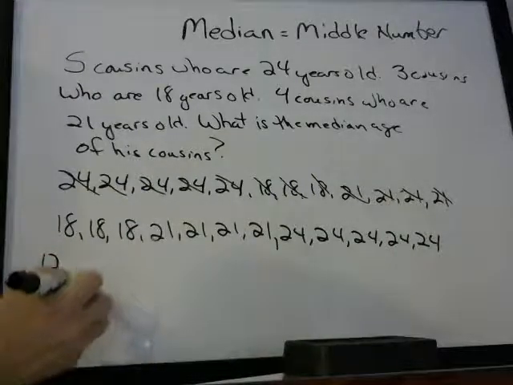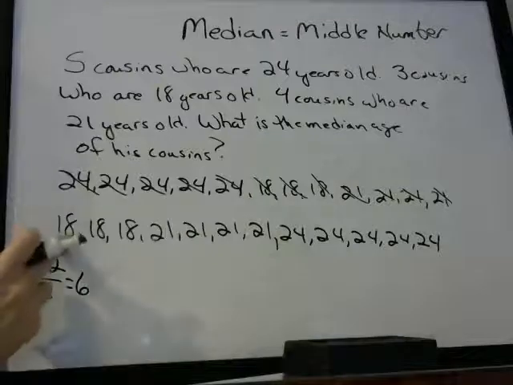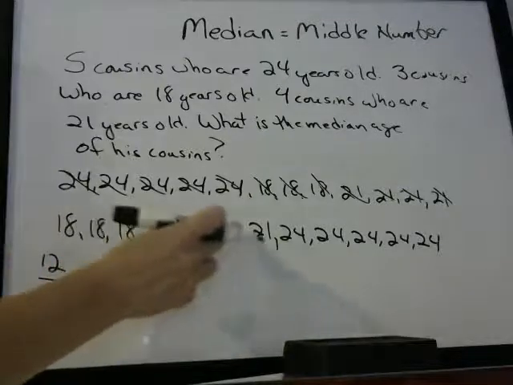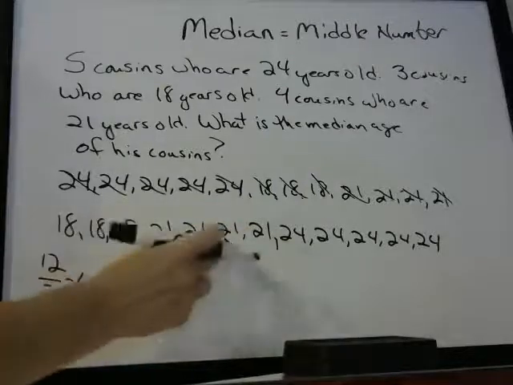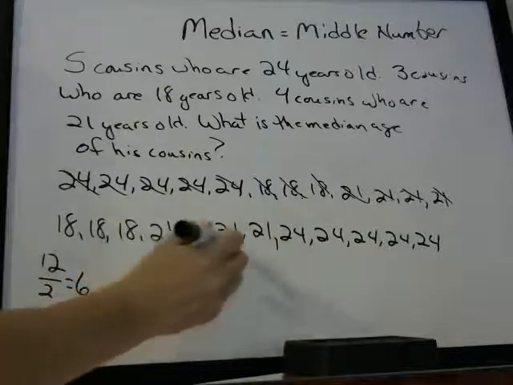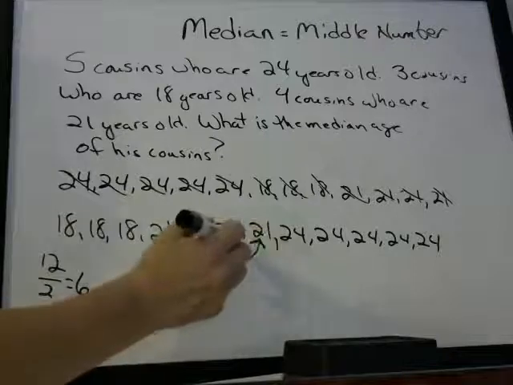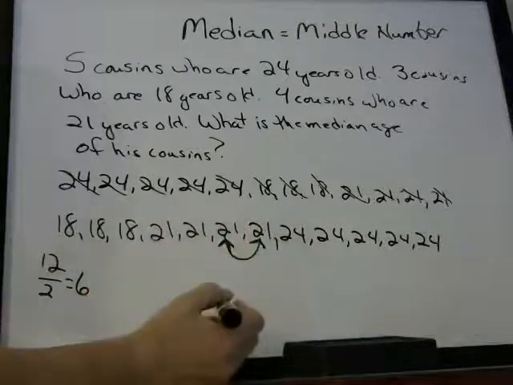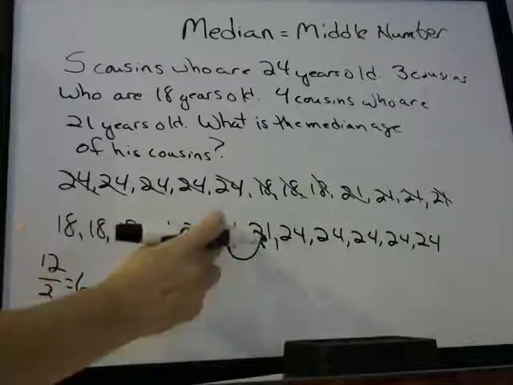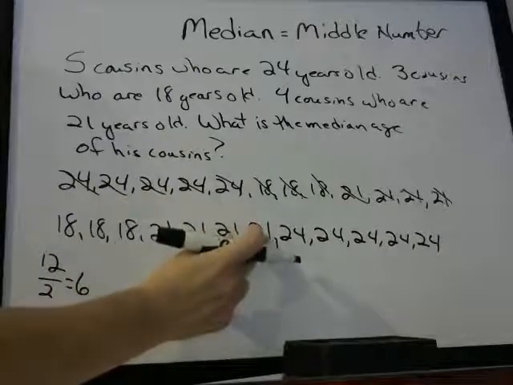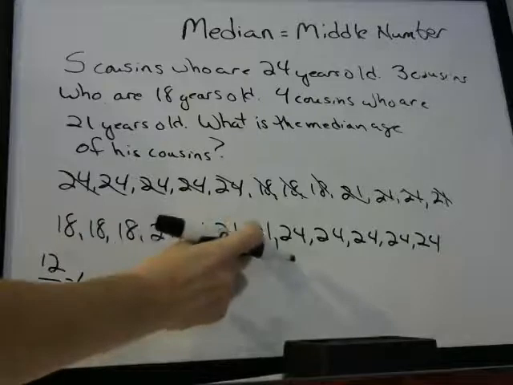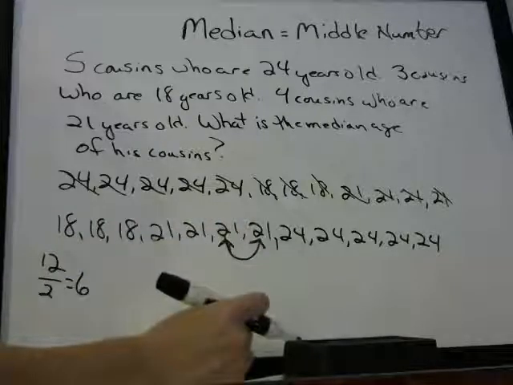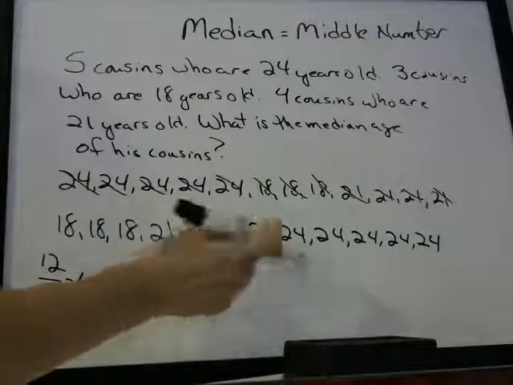Divided by 2 equals 6. So we go to the sixth element. 1, 2, 3, 4, 5, 6. So here we have 21. So remember, in even data sets, we have to take that number and the number next to it and average them. So we have 21. The number next to it is 21. So you shouldn't have to do the math on that. The average between 21 and 21 is just 21. But you can if you want.